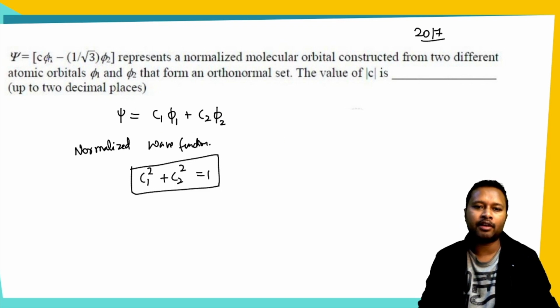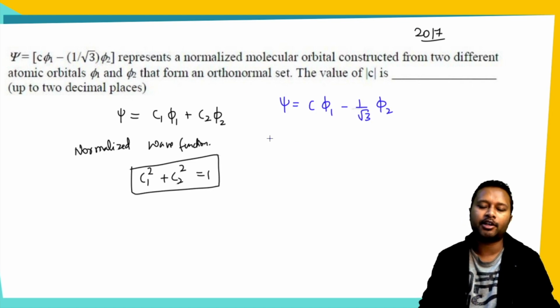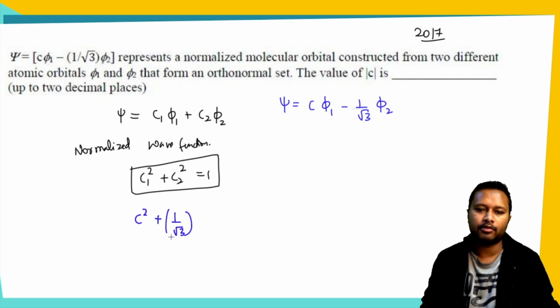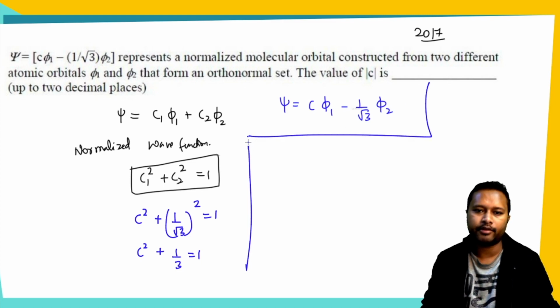So a similar condition we will try to apply on our given wave function. Our given wave function is psi is equal to c phi 1 plus, sorry, minus 1 upon root 3 phi 2. If you substitute the value, this equation is going to become c square plus 1 upon root 3 whole square, and that should be equal to 1. So c square plus 1 upon 3 is equal to 1, or basically you can solve it further, and this is going to become c square is equal to 1 minus 1 upon 3. c square will be basically 2 upon 3, or c can be equal to under root 2 upon 3.